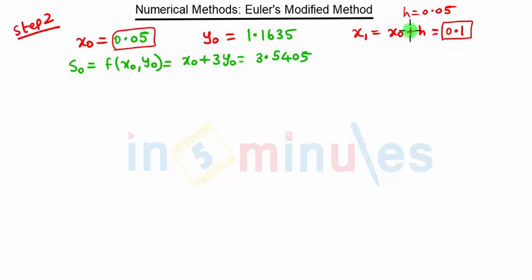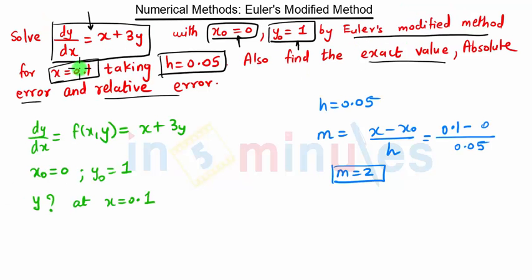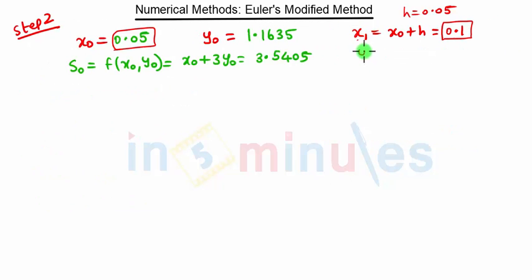So if you see, in step 2 we are getting x as 0.1 and we have to calculate the value of y at x equal to 0.1 only. Then we calculate y1. y1 will be y0 plus S0 into h. Now we will use these values to calculate y1. So we get this value as 1.3405.